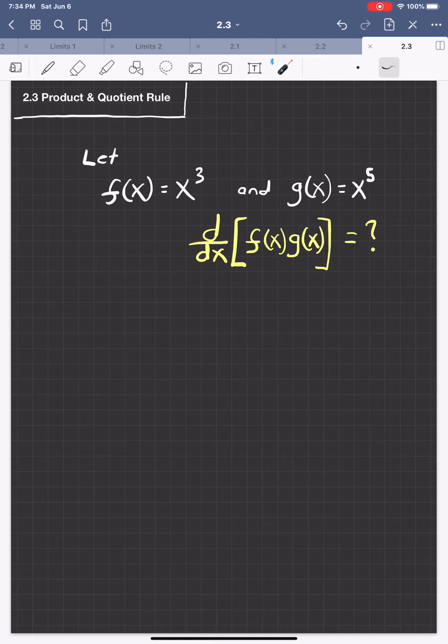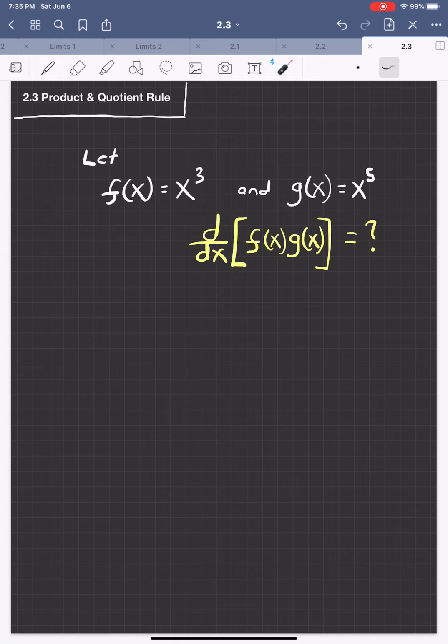All right, so welcome. We are in section 3 of chapter 2, and we are adding to our toolkit for different derivative recipes. And for this section, we're going to focus on the product rule and the quotient rule.